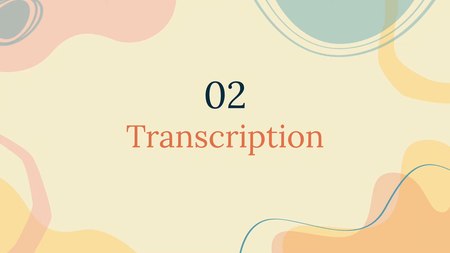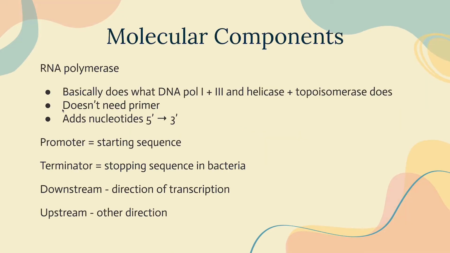Okay, next up is transcription. We'll talk about the molecular components of transcription first. The first thing is RNA polymerase. If you remember DNA replication, RNA polymerase basically does what DNA polymerase 1 and 3, helicase, and topoisomerase do. So it does pretty much everything. It doesn't really need much help, and it doesn't need a primer, which eliminates the need for DNA polymerase 3.